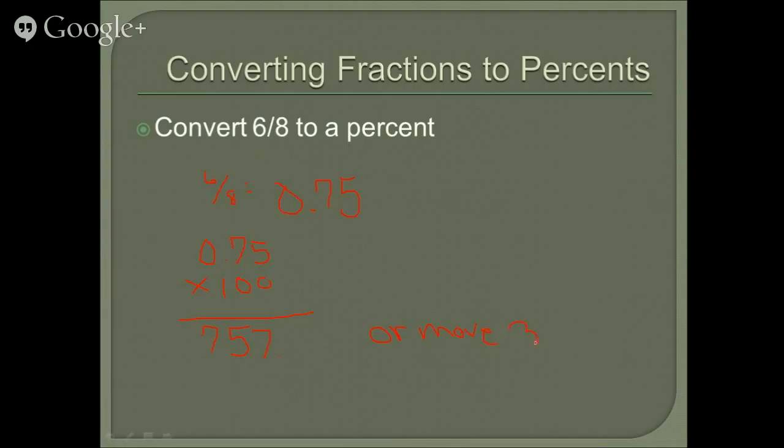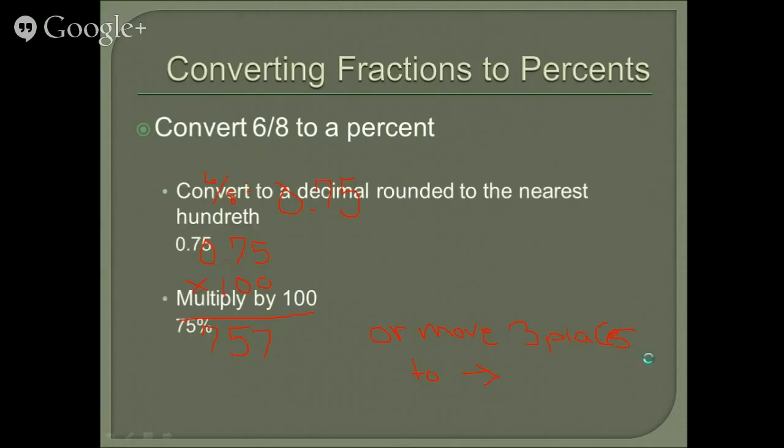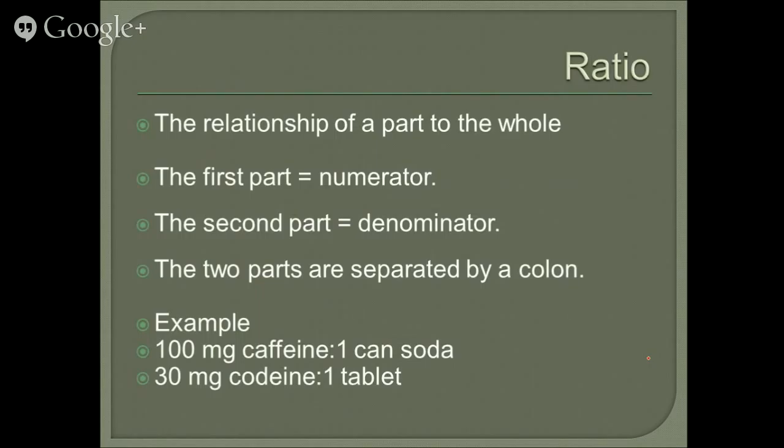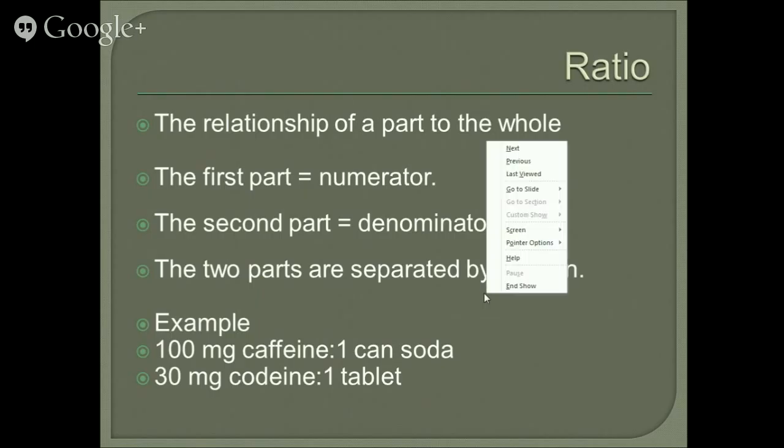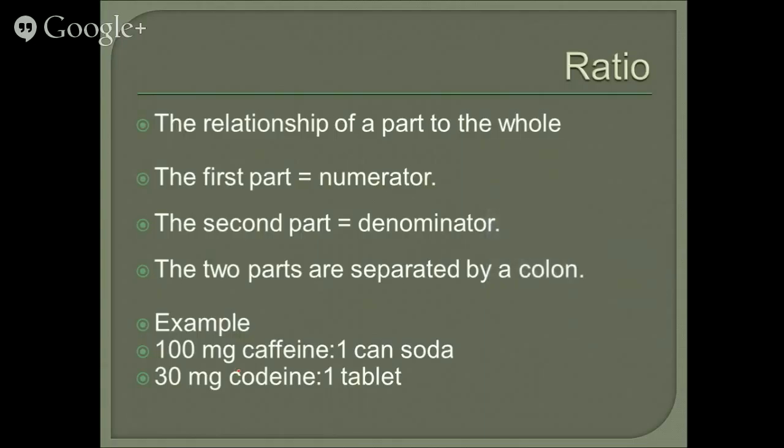When we look at ratios, it's a relationship of a part to the whole. So it's much like our fractions. The first part of our ratio is our numerator. The second part of our ratio is our denominator. And the 2 parts are separated by a colon. So the example that we have here is that 100 milligrams of caffeine is a part of 1 can of soda. Or they have 30 milligrams of codeine to 1 tablet.